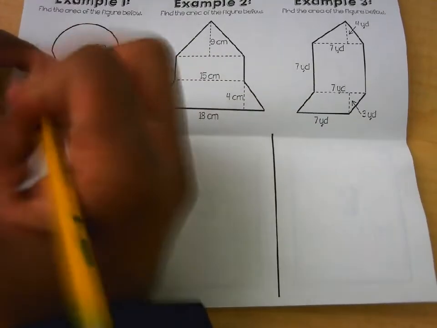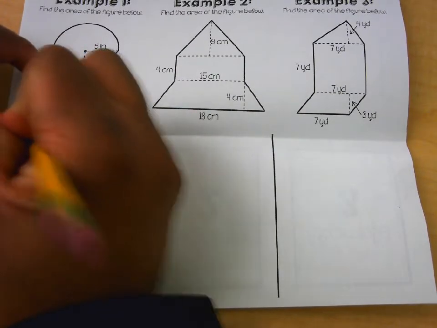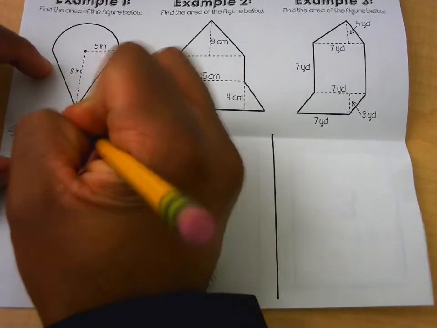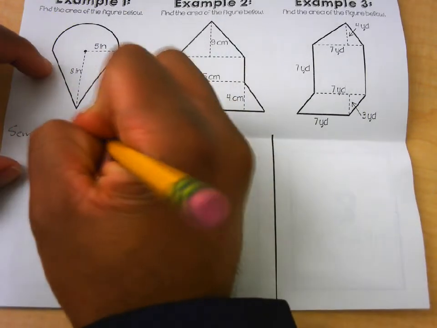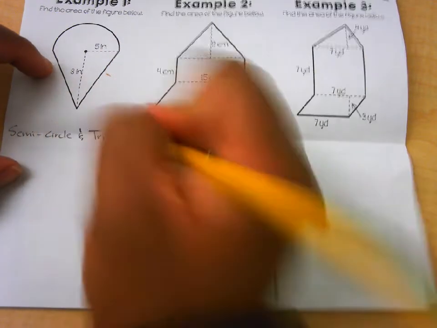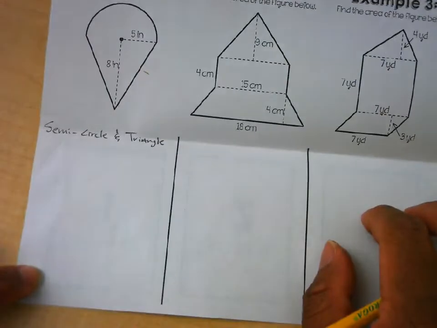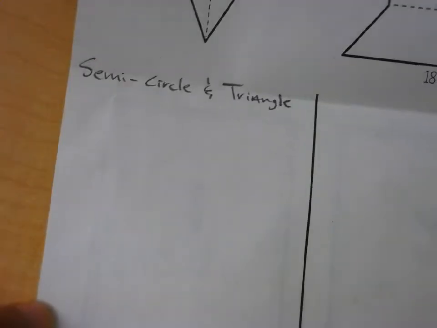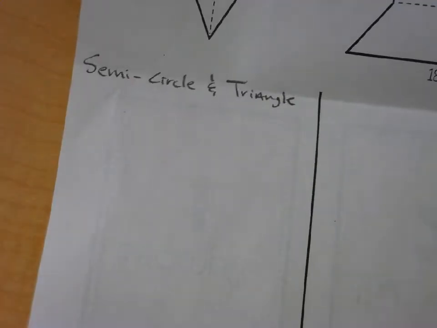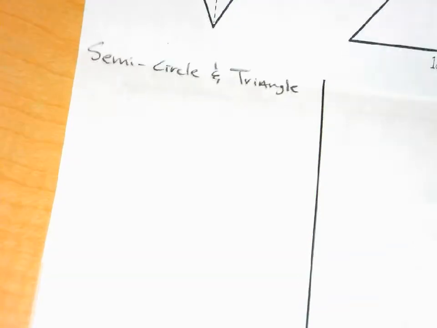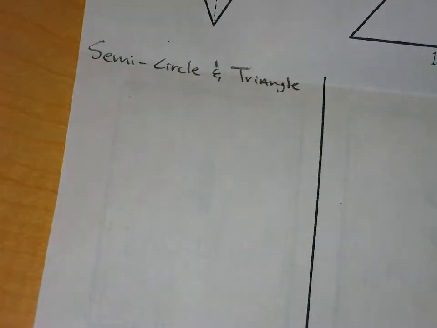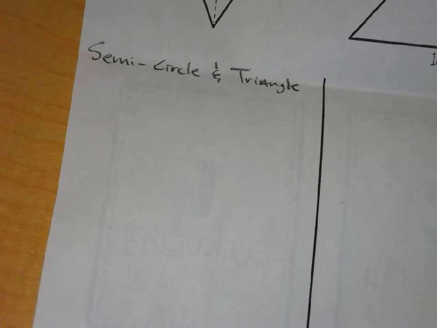Okay, so we're going to start with the first one here. We have a semicircle and a triangle. So we start first with the semicircle. How do I find the area of a semicircle?